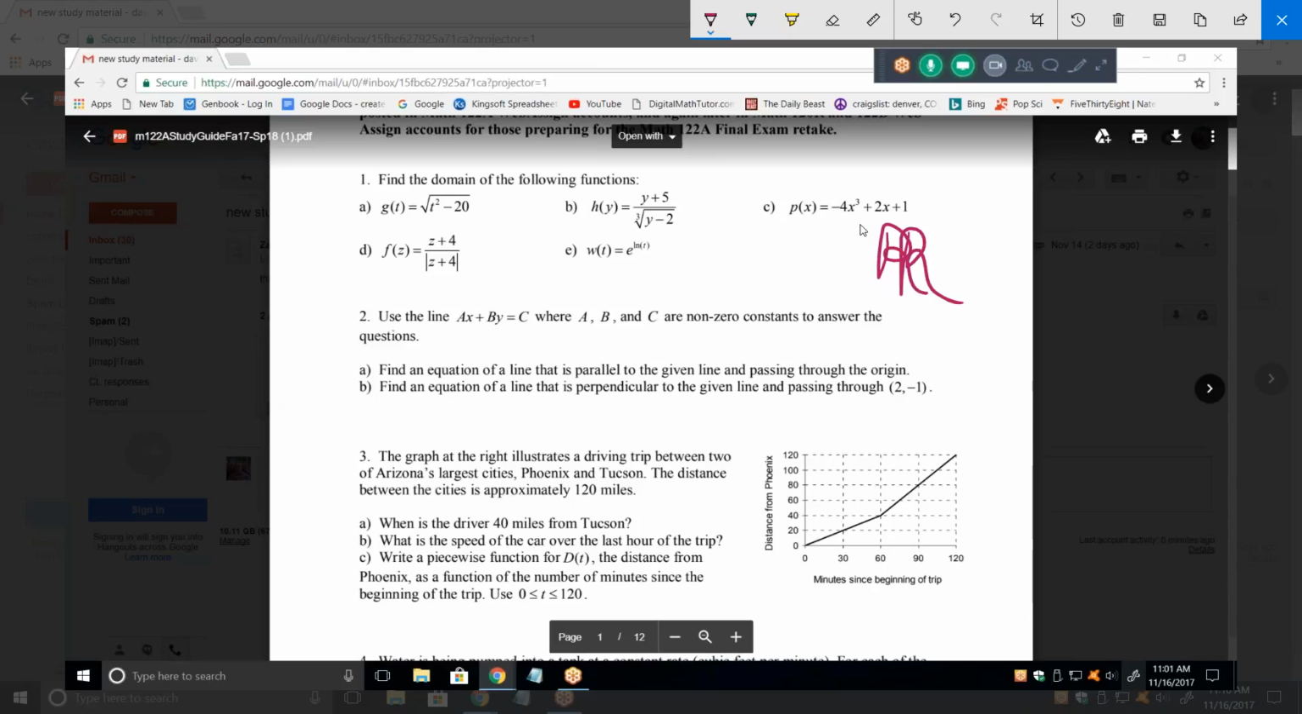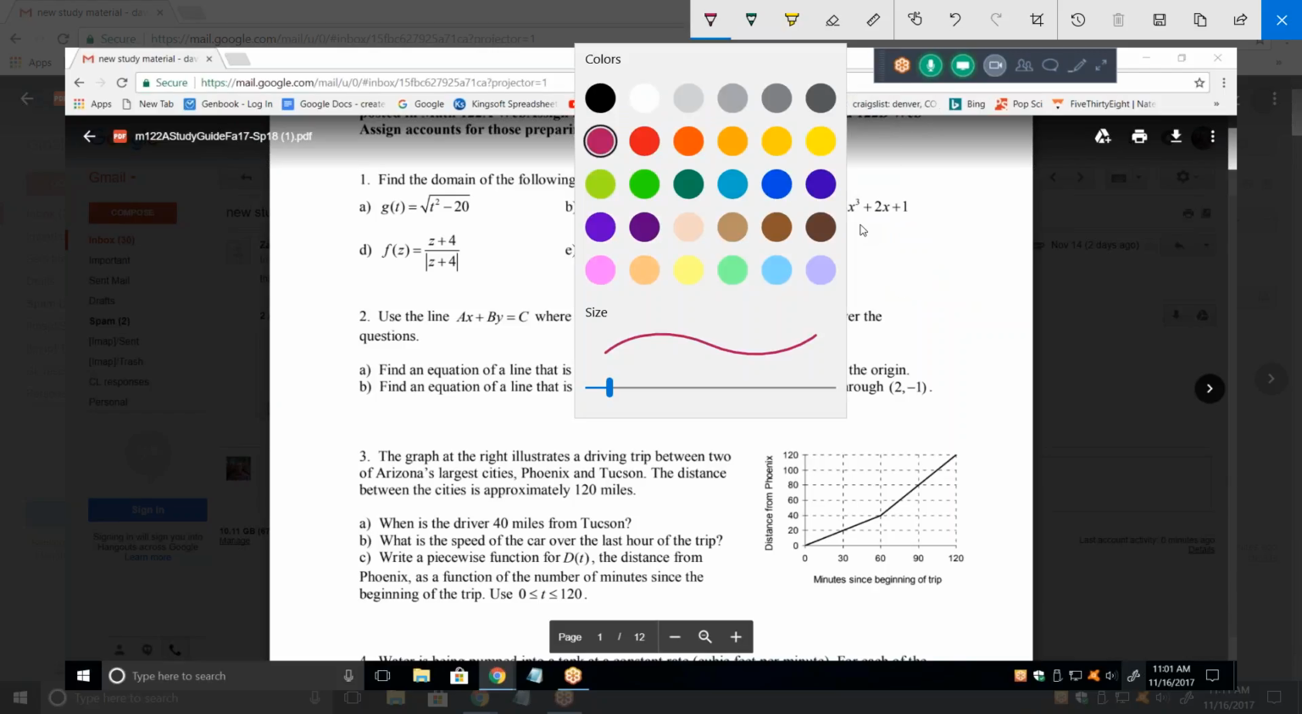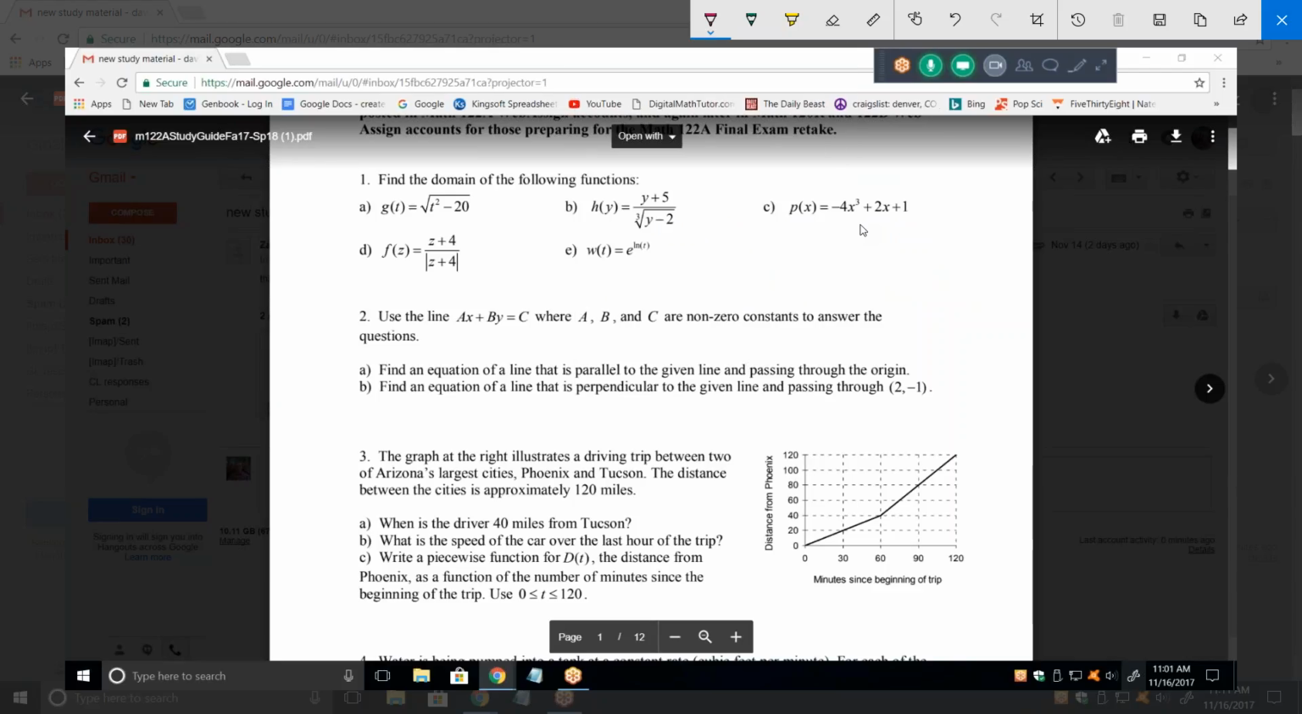Did they let you answer that? Yeah. Okay. So you don't always have to say negative infinity to positive infinity? No, you don't have to. Okay. So number D. What's the only restriction on z? -4. Okay. And I will assume that you can do the interval notation and we'll just go on.